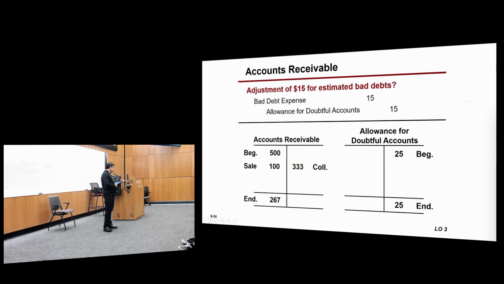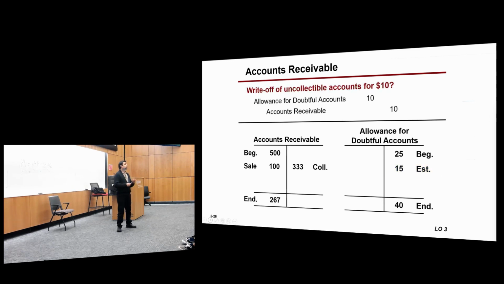We have an adjustment of $15 for estimated bad debts. This is where you want to recognize the bad debts expense. You debit bad debts expense and you credit allowance for doubtful accounts. So allowance for doubtful accounts will be credited $15. This is based on the estimation, which we will learn how to calculate shortly. Any questions so far? This is straightforward so far, right?